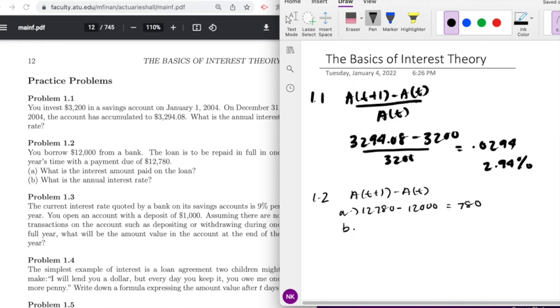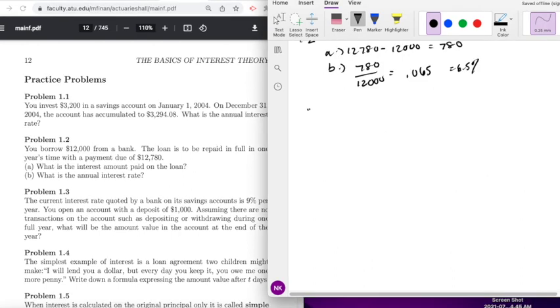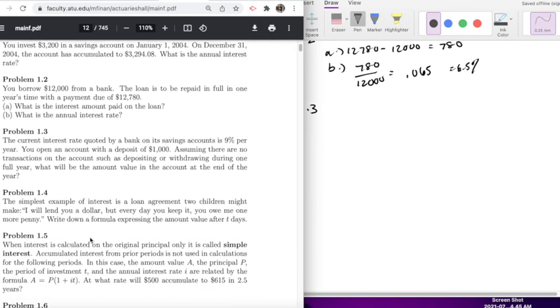For part B, what is the annual interest rate? We know that it is the interest paid on the loan divided by the initial amount, which is going to be 12,000. So this is going to be equal to 0.065 or 6.5%.